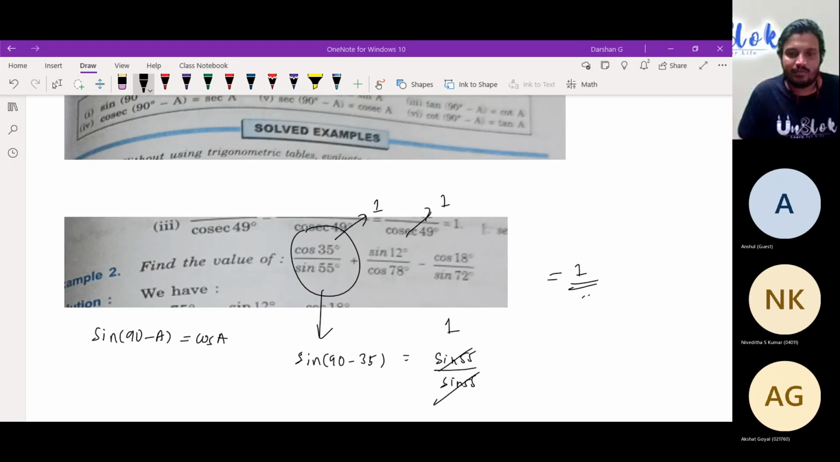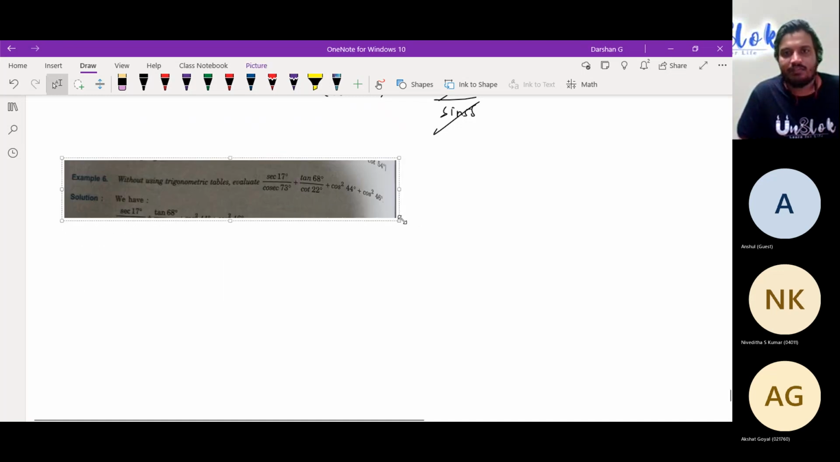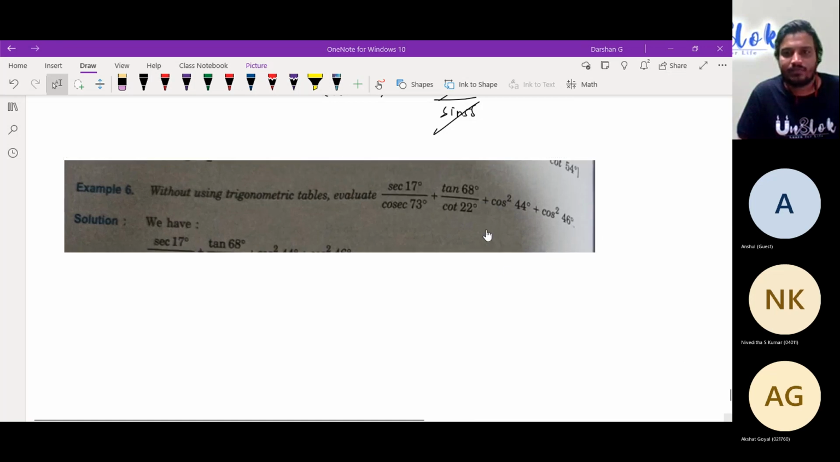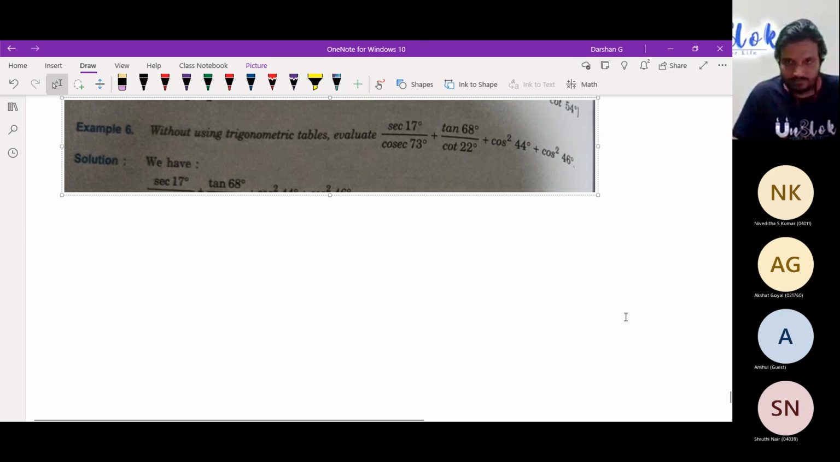Let's move on with the next type of question, which involves 2 or 3 things. Yes, this is the question we have: secant 17 divided by cosecant 73 plus tan 68 degrees divided by cot 22 degrees, plus cos square 44 degrees plus cos square 46 degrees. So what is the value of this? You have to find. Let's see how you will go about this problem.